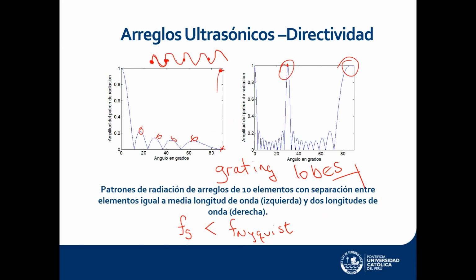I mean, focusing we reserve for the actual case where we are curving the shape of the transducer such that every element in the transducer aperture is at the same distance away from a point, right? In this case, what we're looking at is the radiation pattern in the far field.